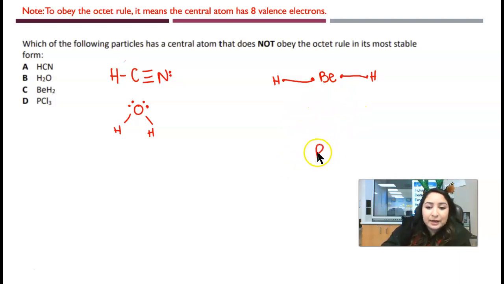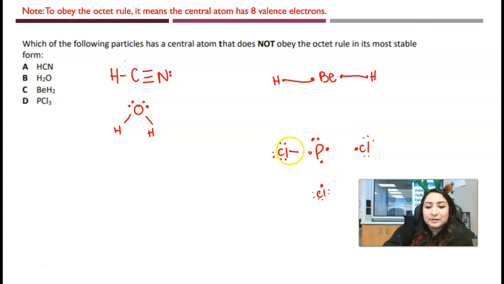PCl3, phosphorus has 5 valence electrons, 1, 2, 3, 4, 5. There's a total of 3 chlorines. Each chlorine has 7 valence electrons. 1, 2, 3, 4, 5, 6, 7. Remember, I want you guys to go in order like this, 1, 2, 3, 4, 5, 6, 7, but time-wise, I did it the fast way.